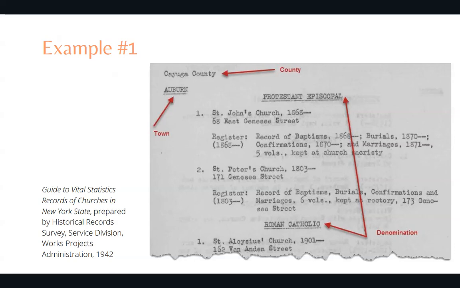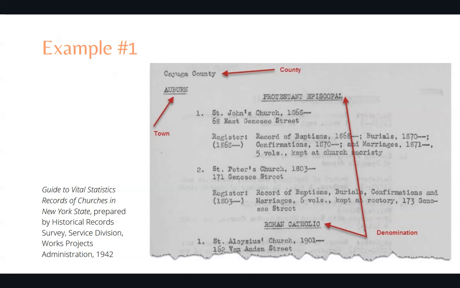Let me show you how I would use this inventory to find potential churches. So let's say I'm looking for a Protestant Episcopal church in the town of Auburn in Cayuga County. I head to the section for Cayuga County, then for the town of Auburn, and then look for the Protestant Episcopal denomination. Here I can see that there are two churches listed, but let's say the family moved out of state in 1842. In that case, I would focus on the one entry where the church was in operation prior to 1842, which is St.